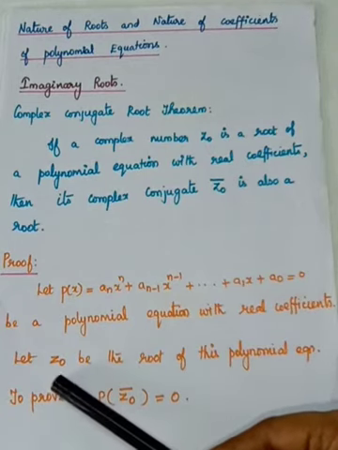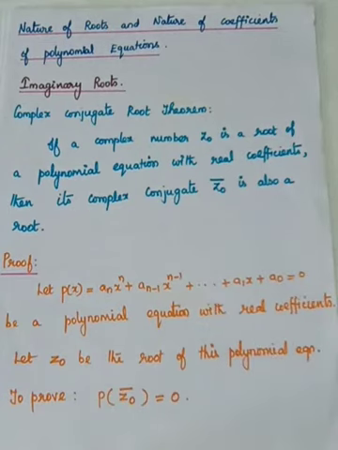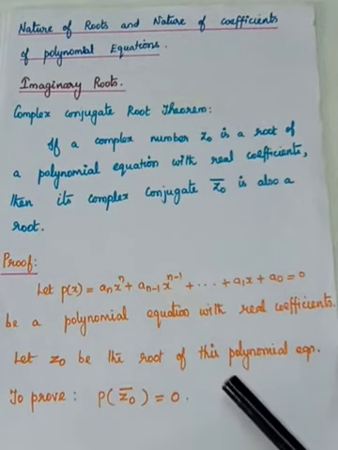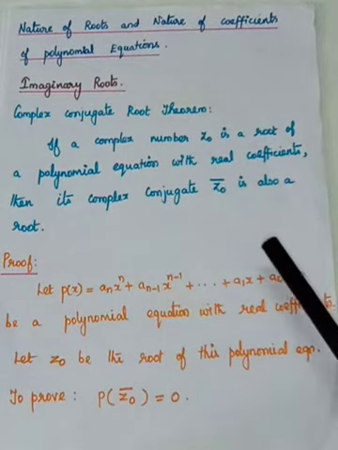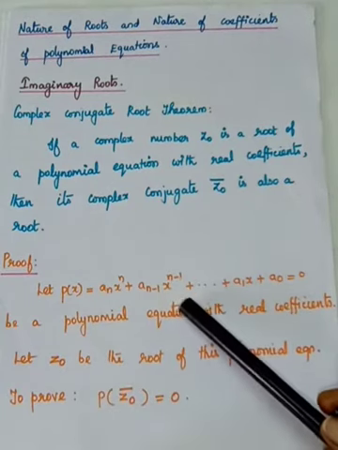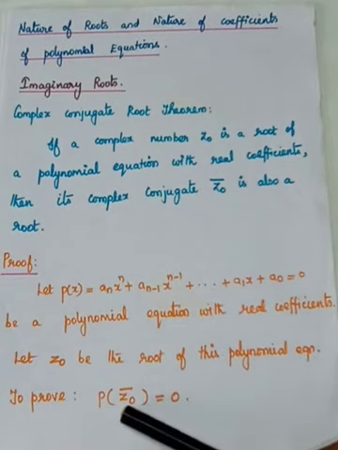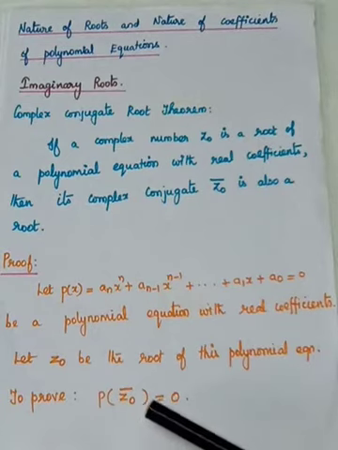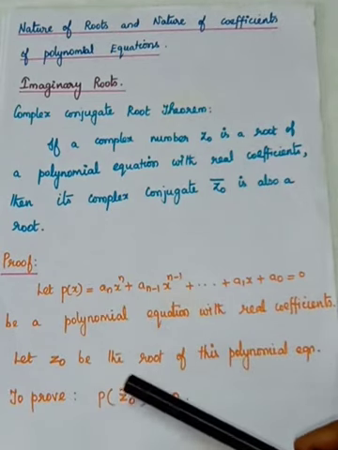Here I have taken z0 to be a root of this polynomial equation. When you solve the polynomial equation, you will get the imaginary number z0 as a root. What we have to prove is that z0 bar is also a root of the equation. z0 is a root means z0 has to satisfy this equation, that is p of z0 equals 0. We have to prove z0 bar is also a root, so z0 bar has to satisfy the equation: we have to prove p of z0 bar equals 0.